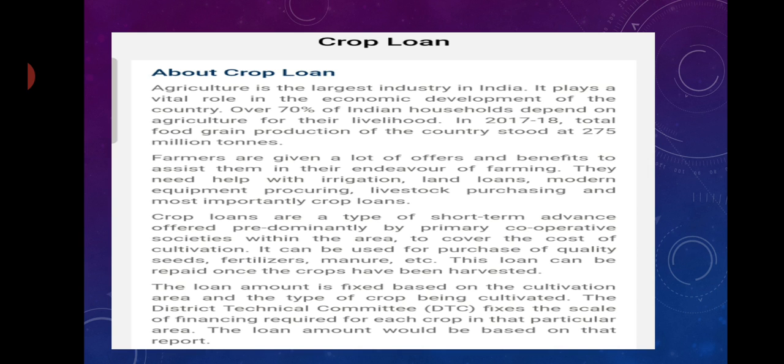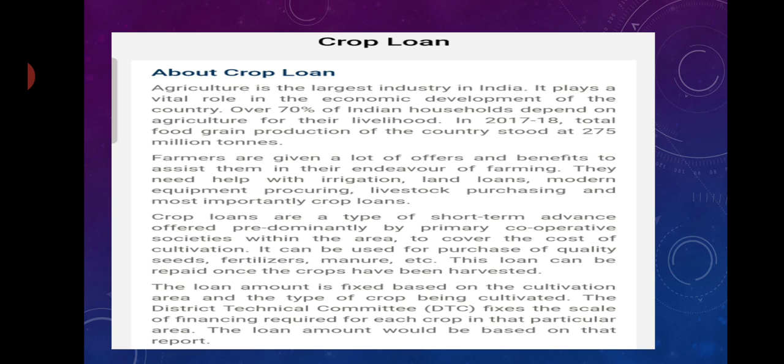Next, the crop loan is a type of short-term advance offered predominantly by the primary cooperative society. It helps in the purchase of quality seeds, fertilizers, manure, etc. The loan amount is fixed based upon the cultivation area. Always remember, if the farmer is looking for a loan from the financial institutions, then your land holding capacity should be considered. As per your land holding capacity, the loan is provided by the banking sector. So you have that much area.